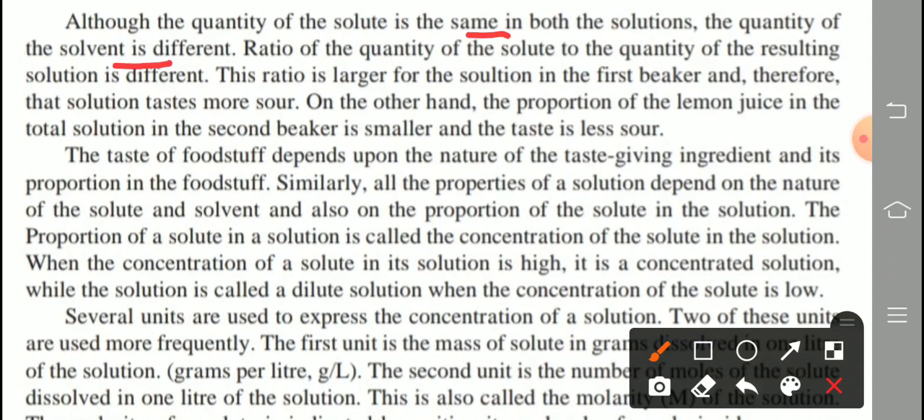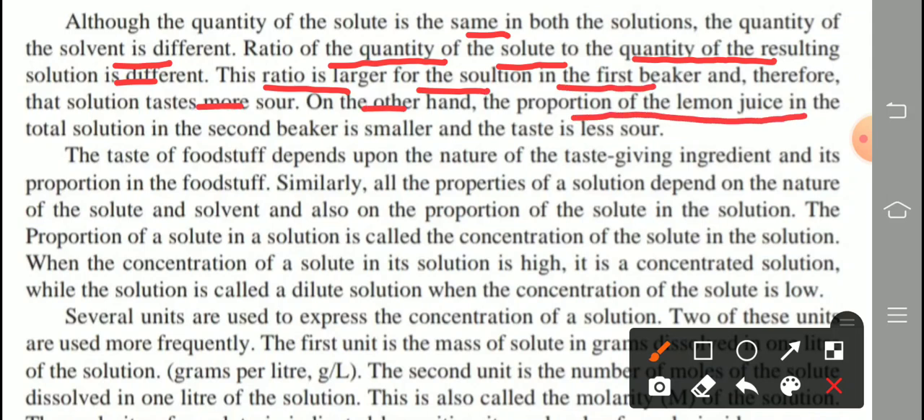Now, although the quantity of the solute is the same in both solutions, the quantity of solvent is different. Are you all getting it? So the ratio of the quantity of solute to the quantity of the resulting solution is different. This ratio is larger for the solution in the first beaker, and therefore that solution tastes more sour. On the other hand, the proportion of lemon juice in the total solution in the second beaker is smaller. That's why the taste is less sour.